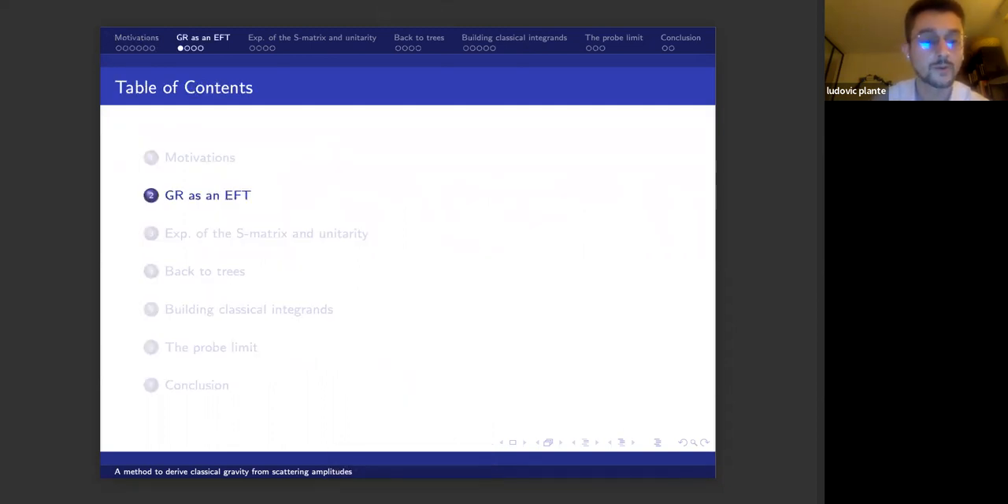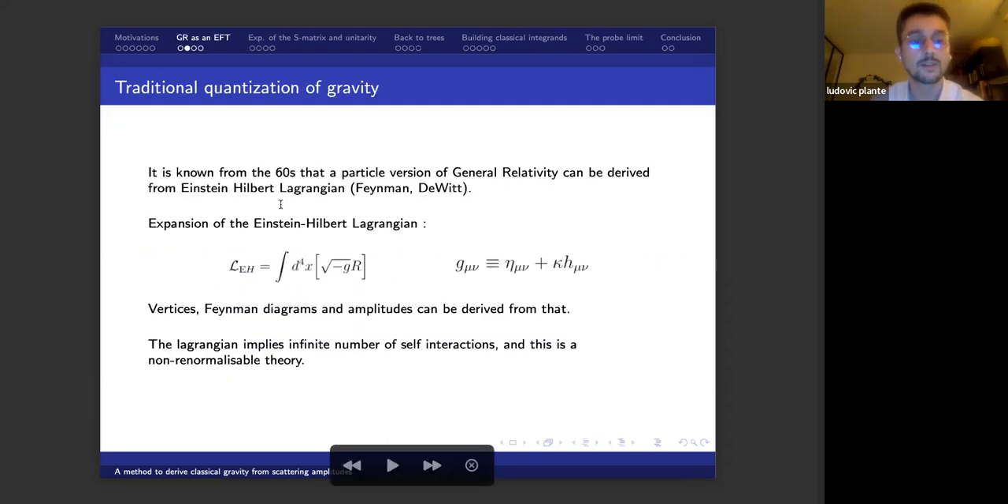First, I want to say a word about how we use GR as an EFT and how we compute the amplitude in GR. It is known for a long time now that you can derive the Feynman rules and amplitudes from the Einstein-Hilbert Lagrangian. You take the Einstein-Hilbert Lagrangian and expand g, the metric, around the Minkowski metric, and h is your graviton field. You can build vertices, Feynman diagrams, and amplitudes like that.